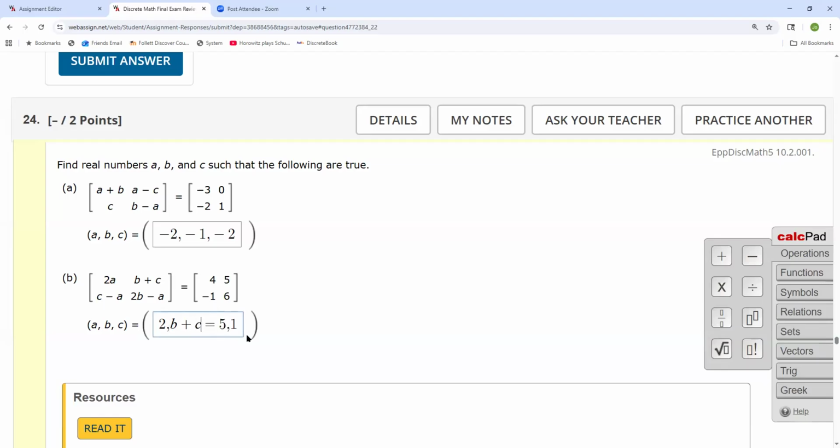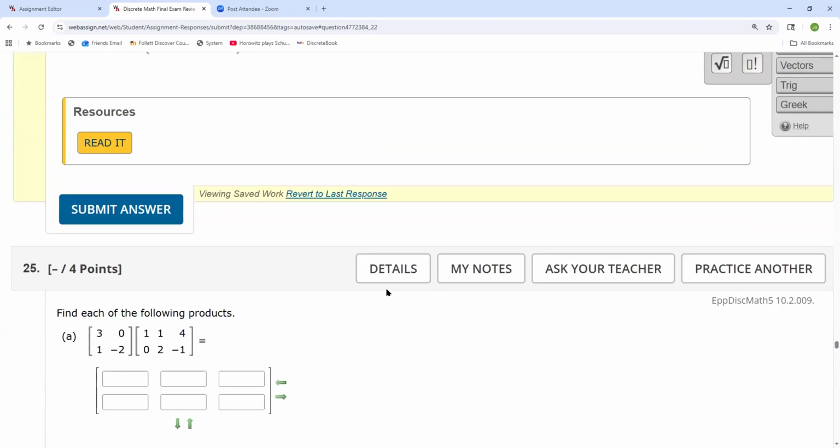However, I know that C equals what? 1, right? So B plus 1 equals 5. So there's only one number plus 1 equals 5. What is that number? 4. So B has to equal 4. So therefore, I know that B equals 4.